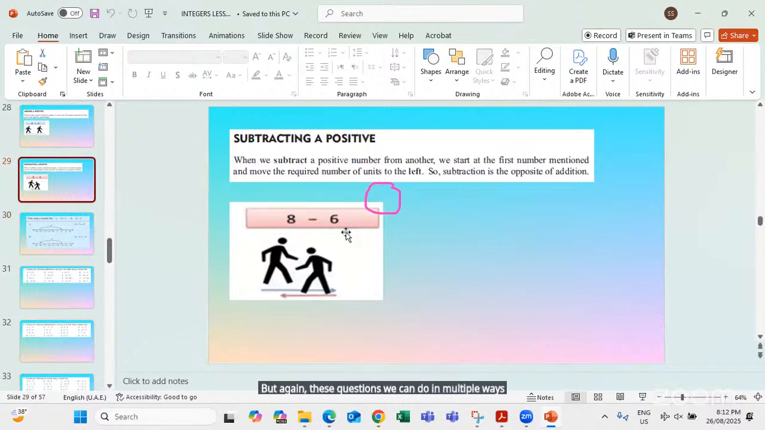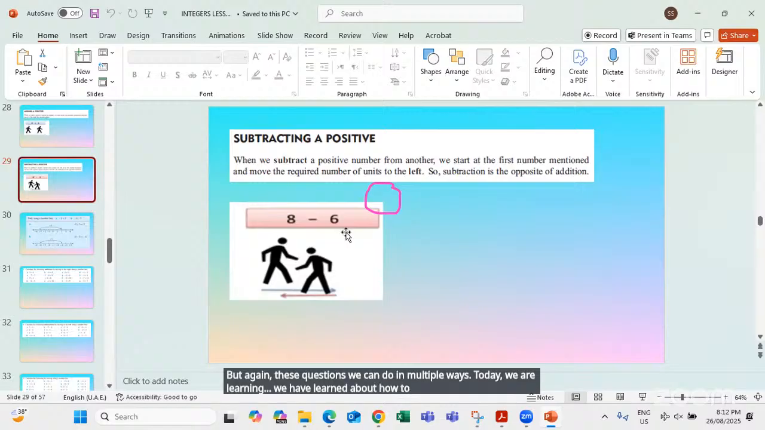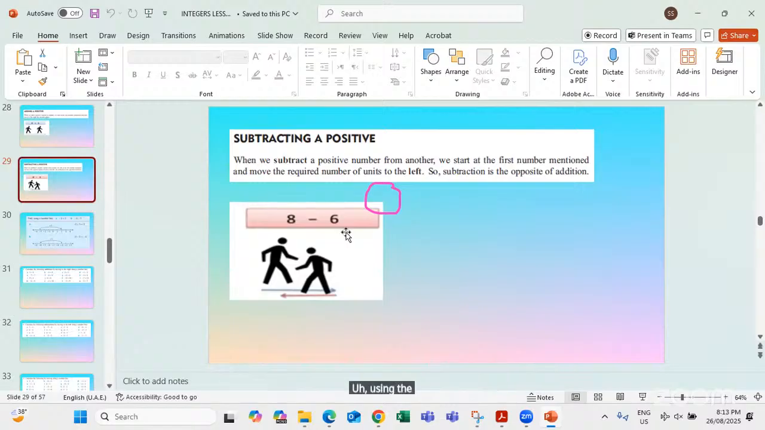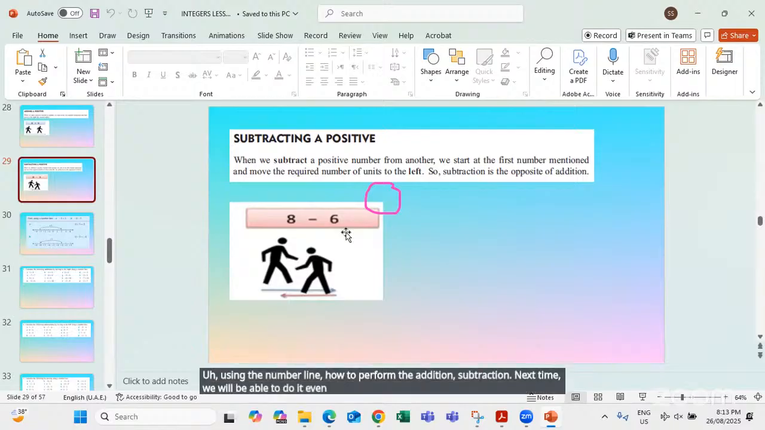Today we have learned how to move using the number line, how to perform addition and subtraction. Next time we will be able to do it even without using the number line.